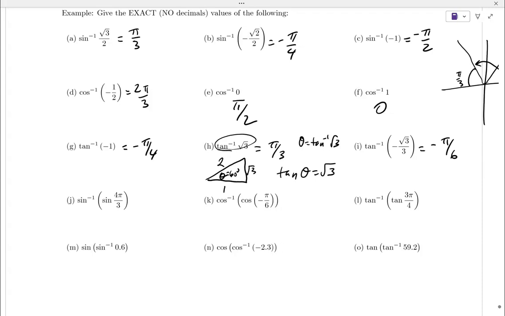what is sine of 4 pi over 3 equal to? Well, the reference angle is what? And sine of pi over 3 is root 3 over 2. Is it a positive root 3 over 2 or a negative root 3 over 2? Because? Good, it's in the third quadrant, right?